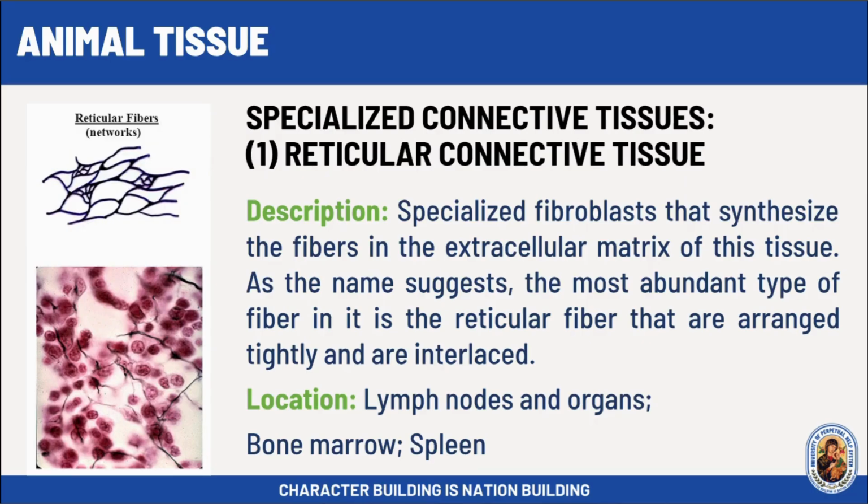Now, for the specialized connective tissues, first up is the reticular connective tissue. Let's get straight into its structure. It's abundant in reticular fibers that are tightly interlaced. The reticular connective tissue is there mainly to support the lymph nodes of our organs so that it forms a network, so it's easily connected.